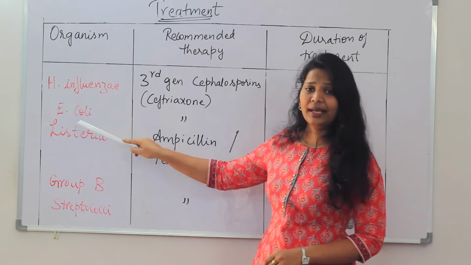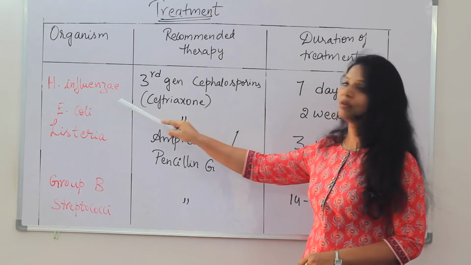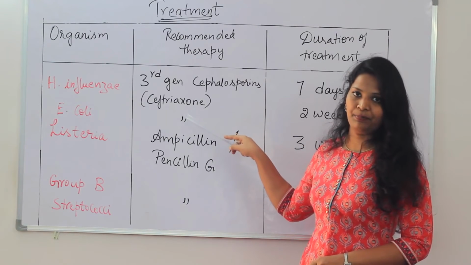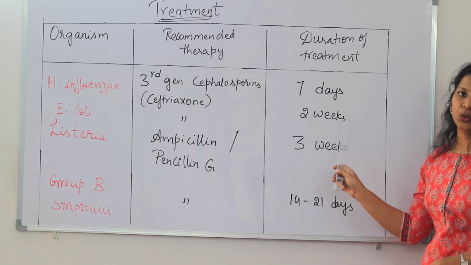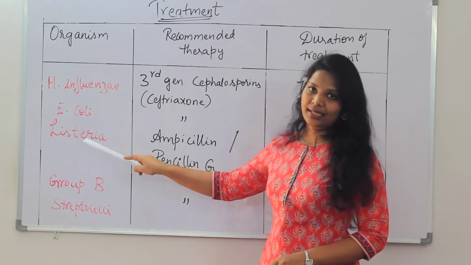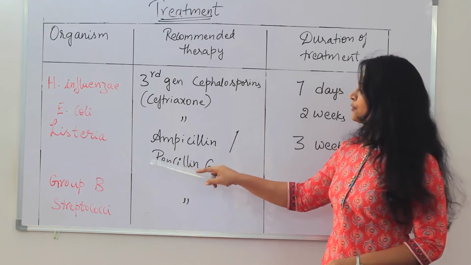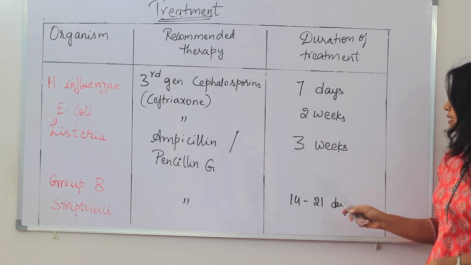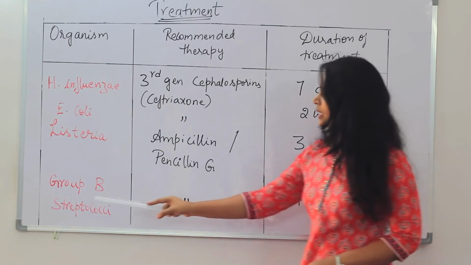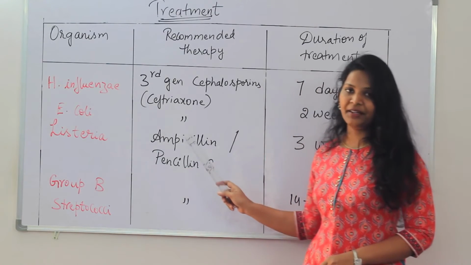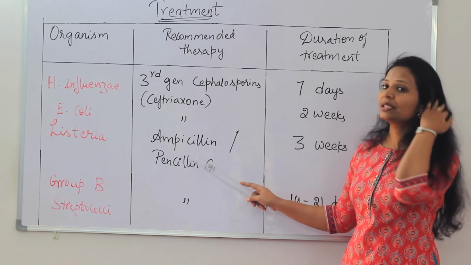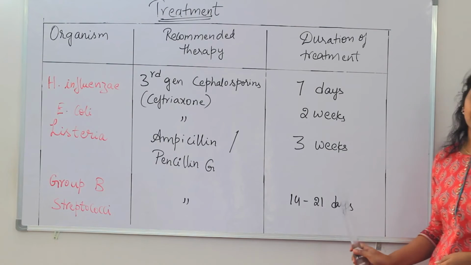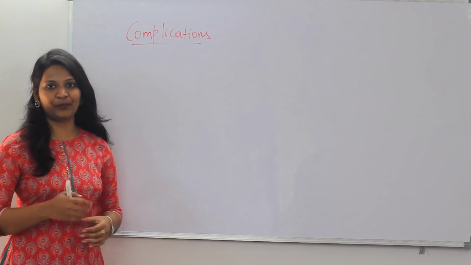The other organism is E. coli. The treatment of choice for E. coli is the same as for Haemophilus influenzae. It includes the third-gen cephalosporins like ceftriaxone and cefotaxime, and the duration of treatment is 2 weeks. Listeria, the other organism. The treatment of choice is ampicillin or penicillin G, and the duration of treatment is 3 weeks. Group B streptococci. The recommended therapy is again ampicillin and penicillin G, and the duration of treatment is 14 to 21 days.